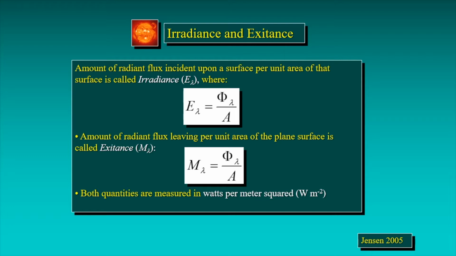Also, the amount of radiant flux that is leaving per unit area of the plane surface is referred to as the excitance, also an important quantity. And we've seen this notation before. This is capital M, also wavelength dependent. And again, it's just what I just said, the radiant flux that's leaving per unit area. Both of those quantities are measured in units of watts per meter squared.